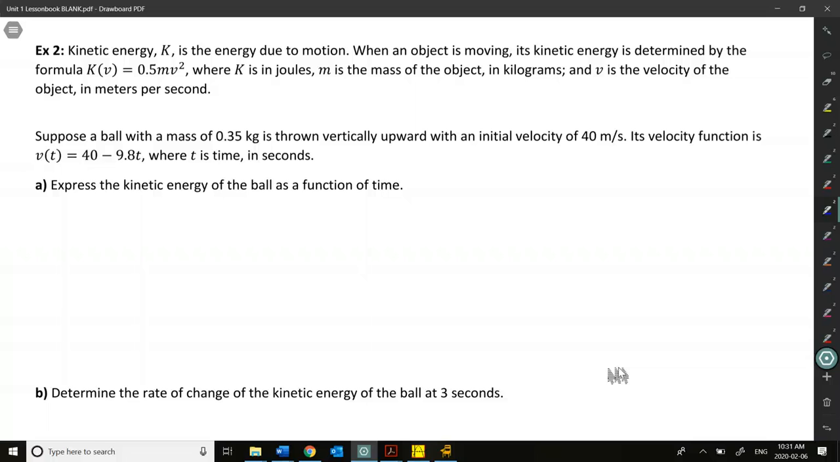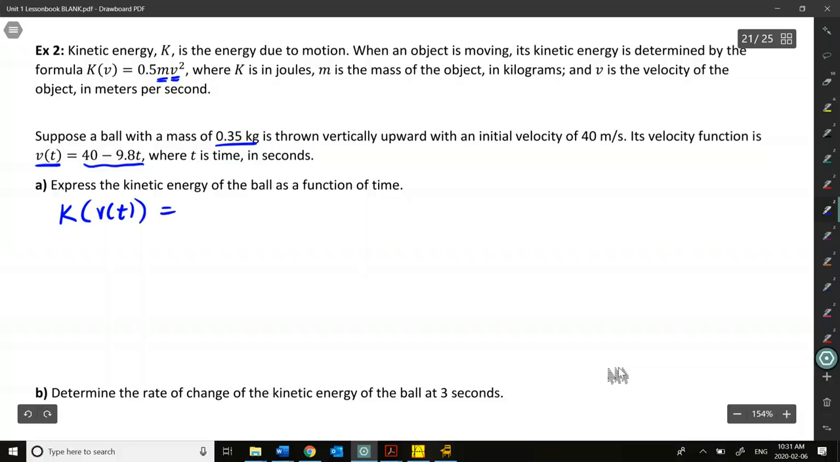So no calculus involved in this first part. I just want to take my velocity at time function and sub it inside for k at v so that I have k at t instead. Wherever I see velocity in this initial function, I'm going to plug in the v at t formula so that I have essentially the kinetic energy at time t. We also have the mass, which we can plug in for m here. So we're going to essentially plug in k at v at t.